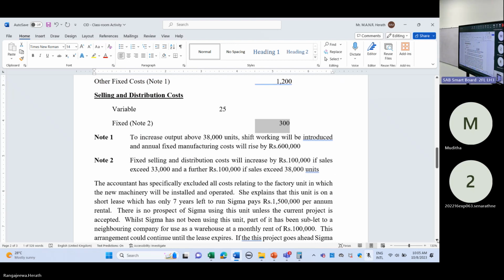The accountant has specifically excluded all costs relating to the factory unit in which the new machine will be installed and operated. She explained that this unit is on a short lease which has only 7 years left, run by Sigma, paying 1.5 million per annum rental. There is no prospect of Sigma using this unit until the current project is accepted.